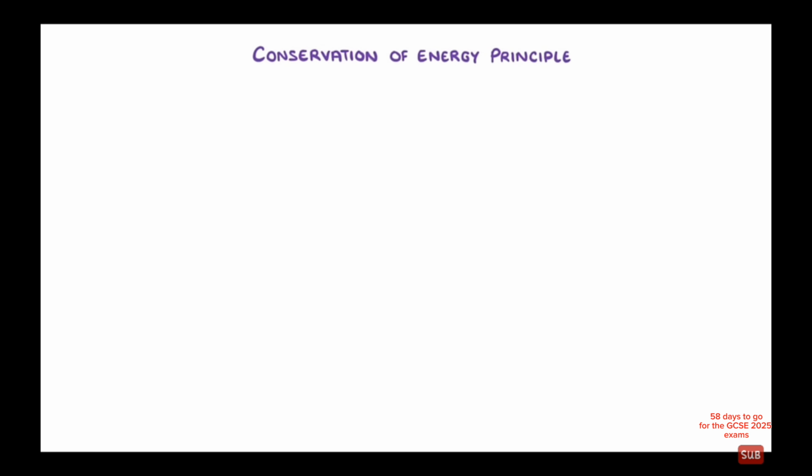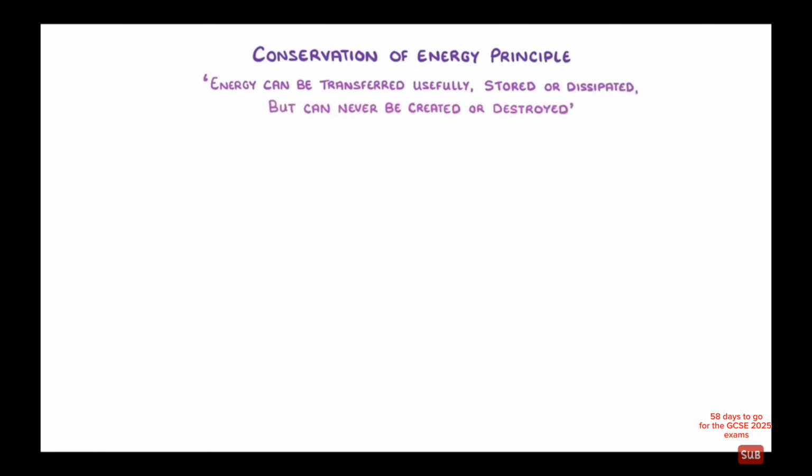In today's video, we're going to look at the conservation of energy principle, which is one of the most important ideas in physics. The principle itself is that energy can be transferred usefully, stored, or dissipated, but can never be created or destroyed. So basically, we can't make new energy or destroy it. It can only move between different objects and different forms.